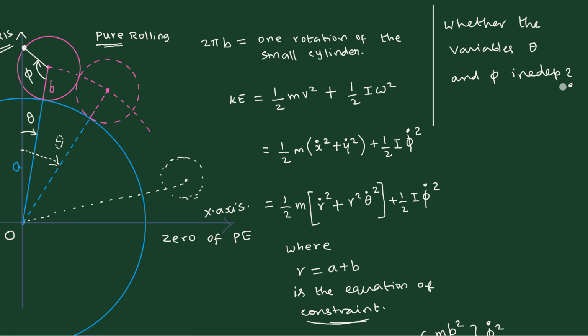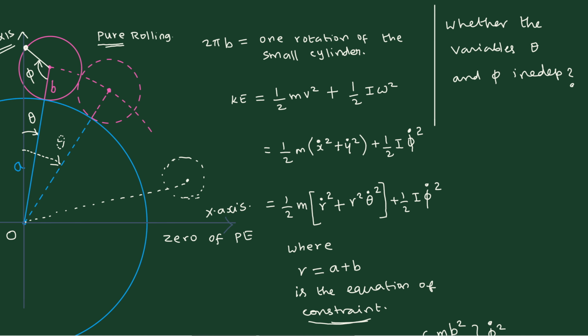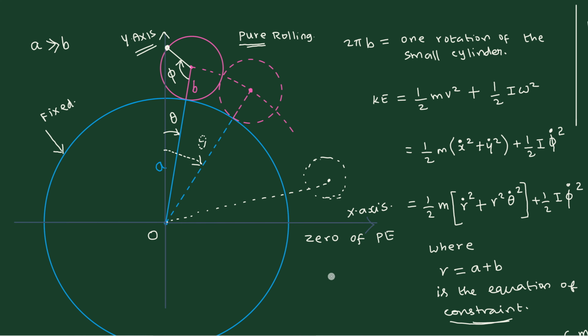The question is whether theta and phi can take their own values or whether one angle will depend on the other. That is the question. The answer is to be obtained only by looking at the diagram, and you will have to imagine the situation of rolling. If it is rolling down like this, will theta and phi take their own values?